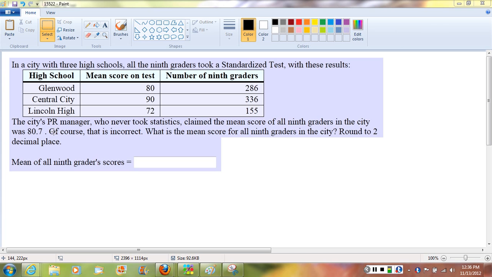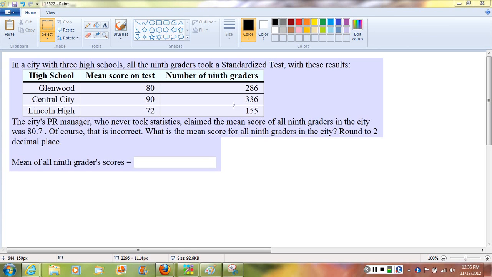So the PR manager for the city just averaged these 3 numbers, added them up, divided by 3, and got 80.7 and said, that's the average score for our city. Hopefully, if you worked with this PR manager, you would say, wait a sec, we can't just average those test scores for each school, the school's average test scores, because each school has a different population of students.